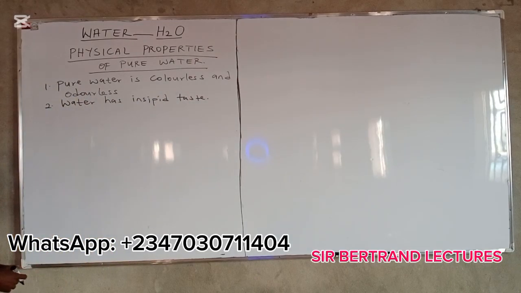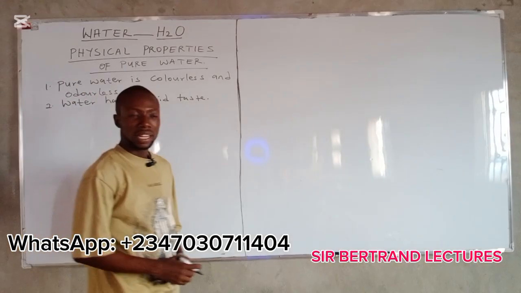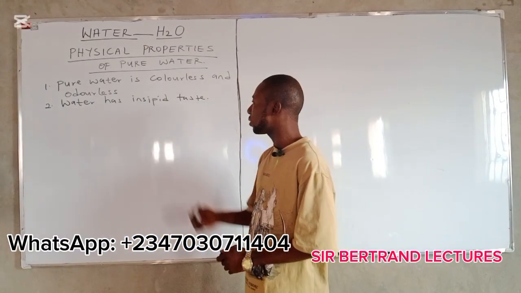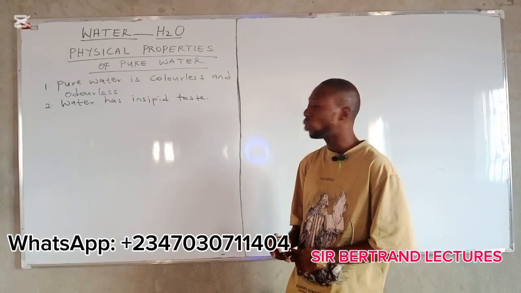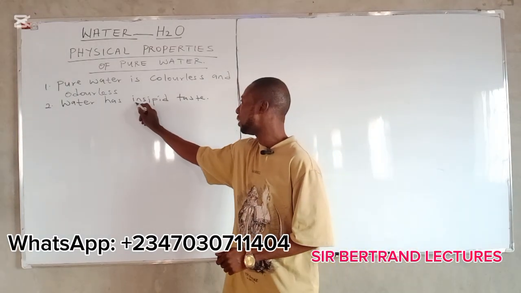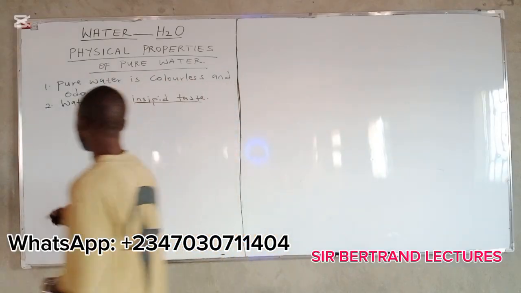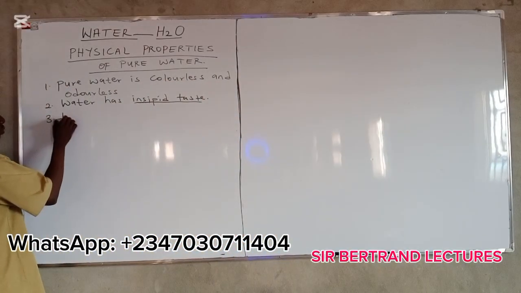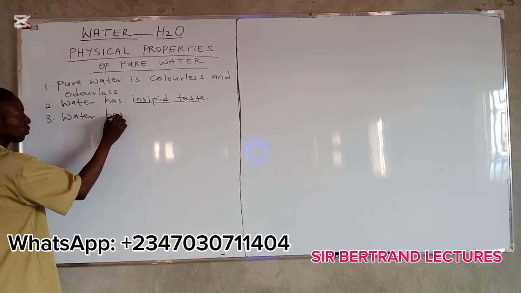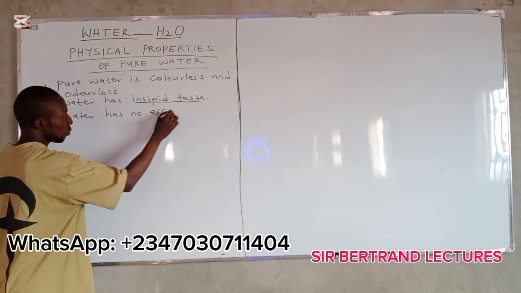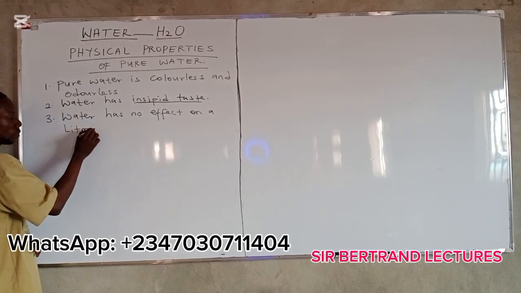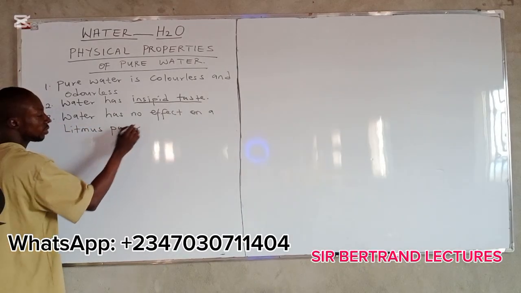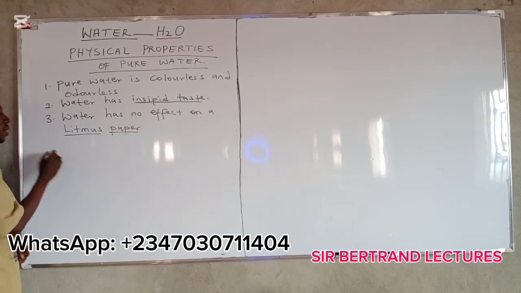Number one is that water is colorless and odorless. Okay. Number two is water has insipid taste. Water has insipid taste means that water is tasteless. Insipid taste here means tasteless. Okay. Number three, water has no effect on litmus paper.